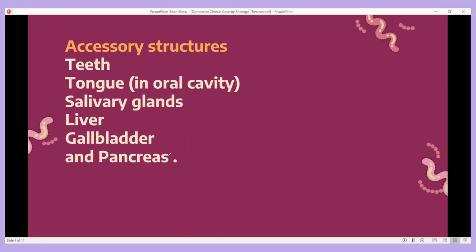These parts of the digestive system are not directly involved in the digestion, not in the direct tract of the digestive system, but they are connected in some other manner with the digestive system, and they are contributing a huge role to the digestive system.